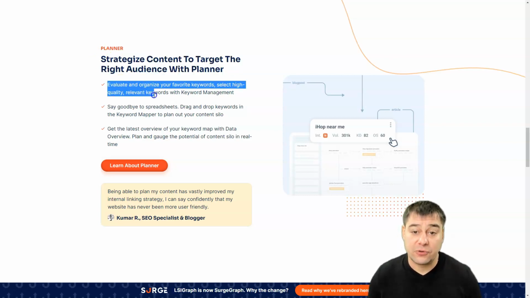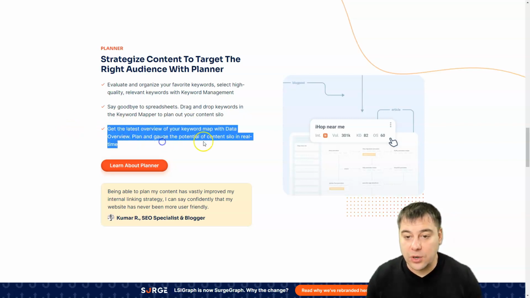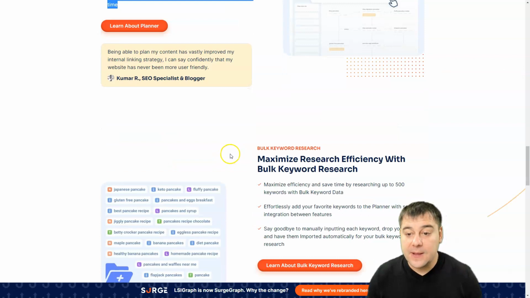You can evaluate and organize your favorite keywords, select high quality, relevant keywords with keyword management. Say goodbye to spreadsheets, drag and drop keywords in the keyword mapper to plan out your content silo, get the latest overview of your keyword map with data overview, plan and gauge the potential of content silo in real time.